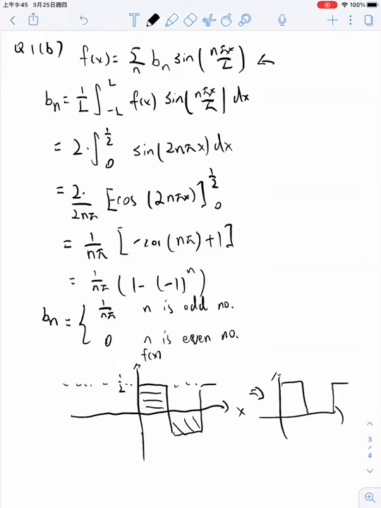So if you want to represent any function, you need a sine function and a cosine function to do it, except for odd functions and even functions. That is the case mentioned in the lecture notes. So let's move on to question 2.